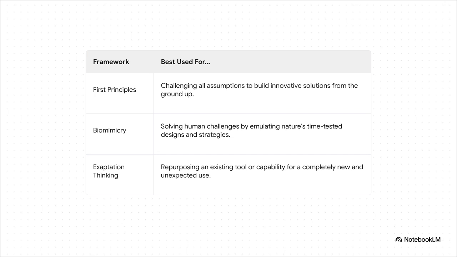You see this with architects who design self-cooling buildings by copying termite mounds. Then there's exaptation, which is a wild idea from evolution. It's basically finding a brilliant new job for something you already have. The classic example is Viagra. It was developed for a heart condition, but they discovered it was way more effective for something else. It's all about looking at your existing tools and assets and seeing a completely new potential.